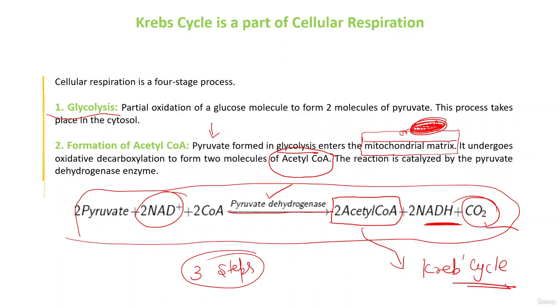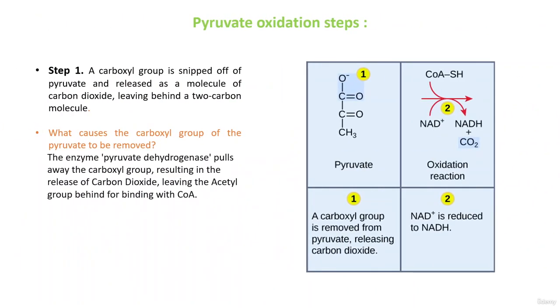The first step is where, from the pyruvate molecule, the carboxylic group is removed, and only a two carbon molecule is left behind. So the very first step is that CO2 is snipped off of pyruvate and released as a molecule of CO2, leaving behind this two carbon molecule.